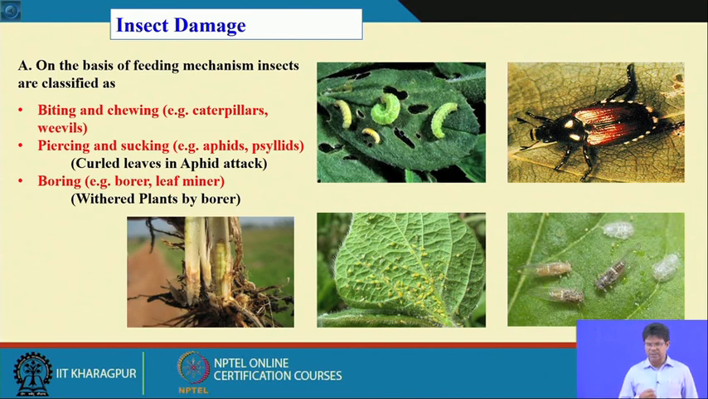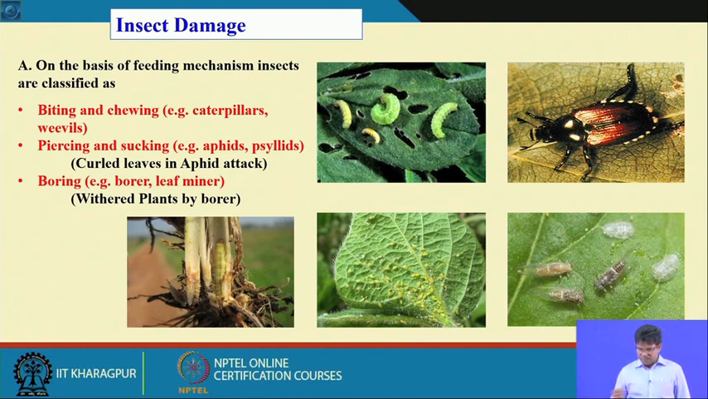The piercing and sucking insects are mainly the aphids or the scales. These aphids and scales suck the cell sap, and the leaf may become whitish in color, devoid of chlorophyll, and the leaves turn whitish.